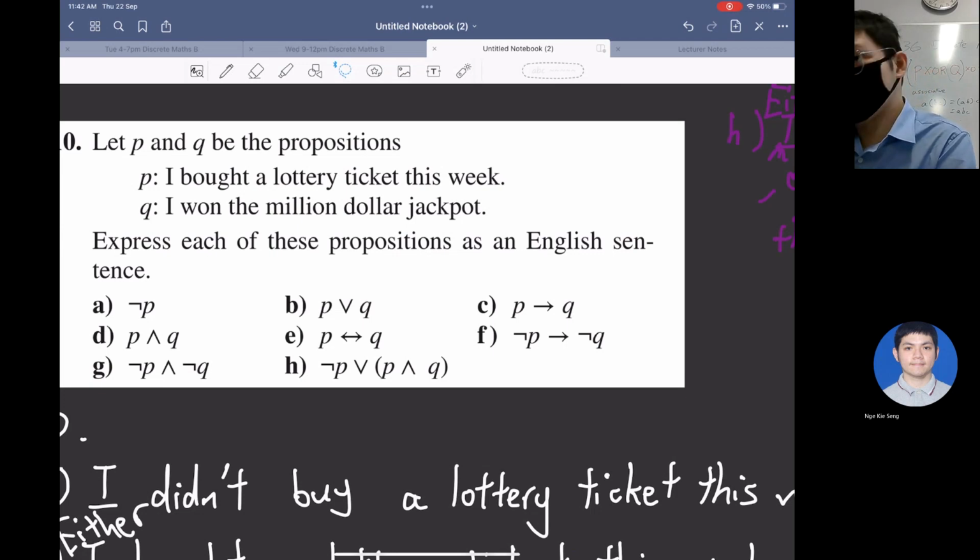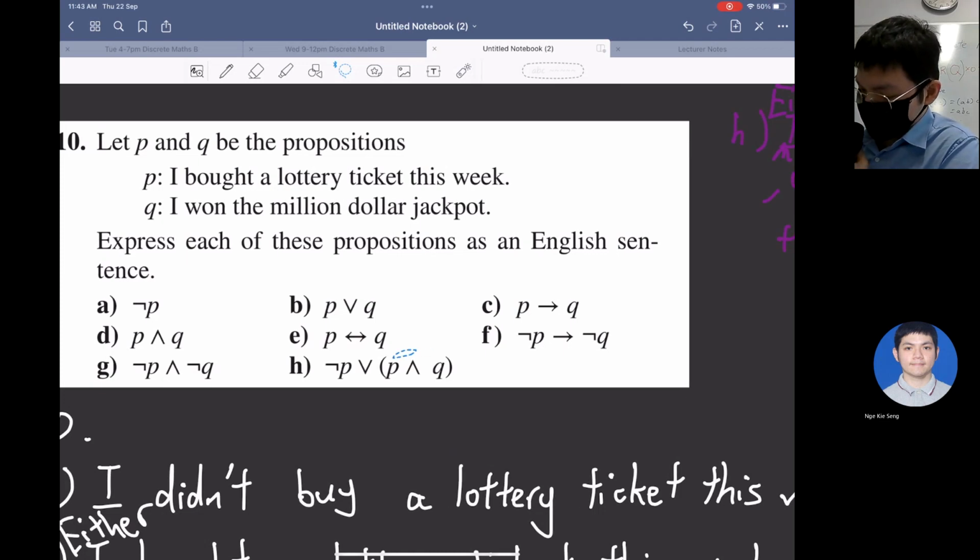So what's not P or P and Q? No, it's P and Q. It's not P and Q. P and Q, right?